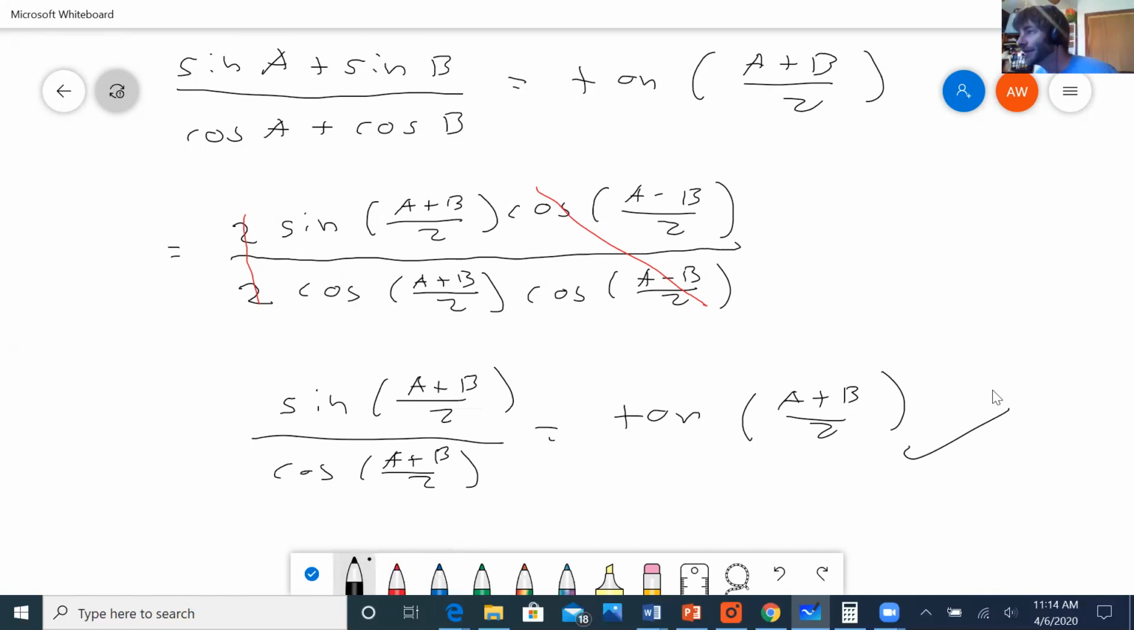Establish your identities. You look for your formulas. Memorize might not be the right word, but I know sine A plus sine B is something. I look it up and I write it down. Then I just do my algebra.